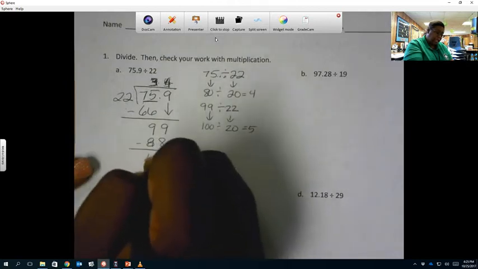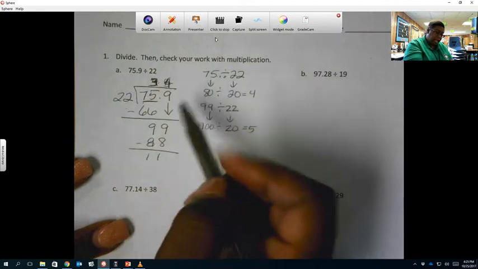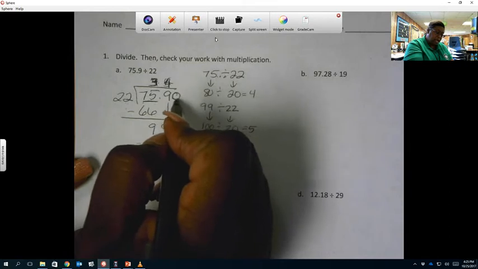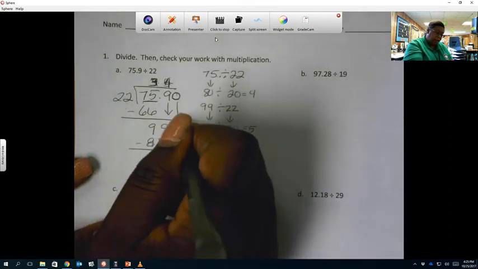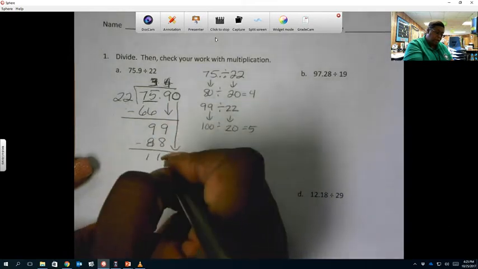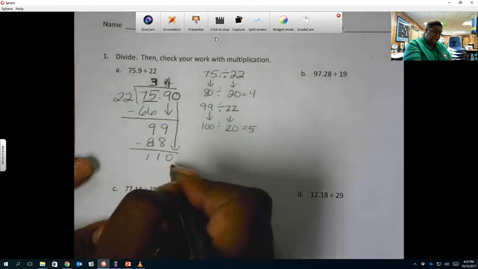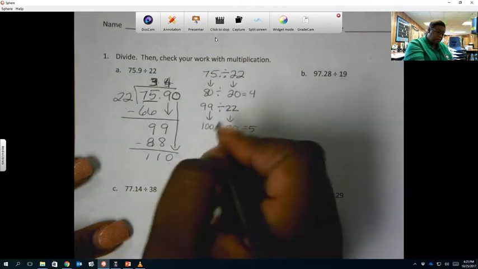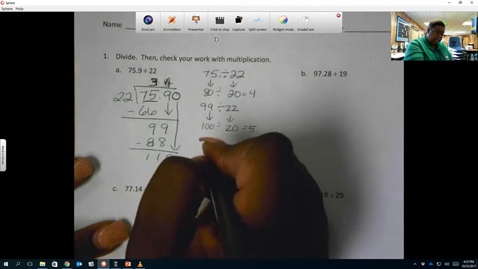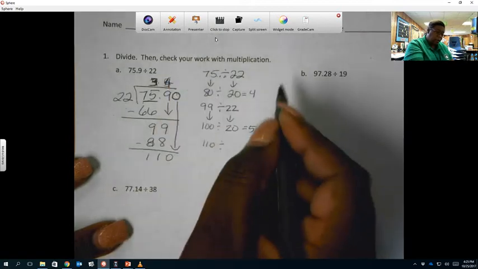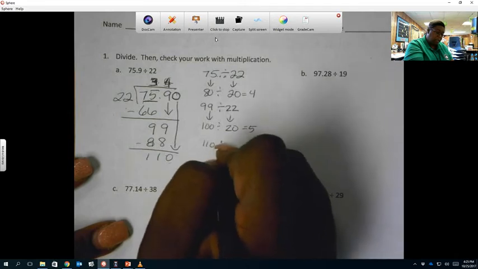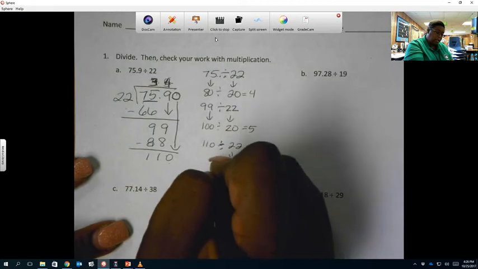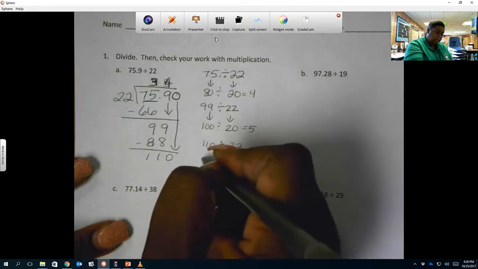And you get 11. Then I don't want a remainder, so I'm going to add a placeholding 0, not changing my value, but regrouping. So now I have 110 hundredths. Now I go ahead again and estimate to see what number I'm going to put in my quotient. This goes to 20. This goes to 100.